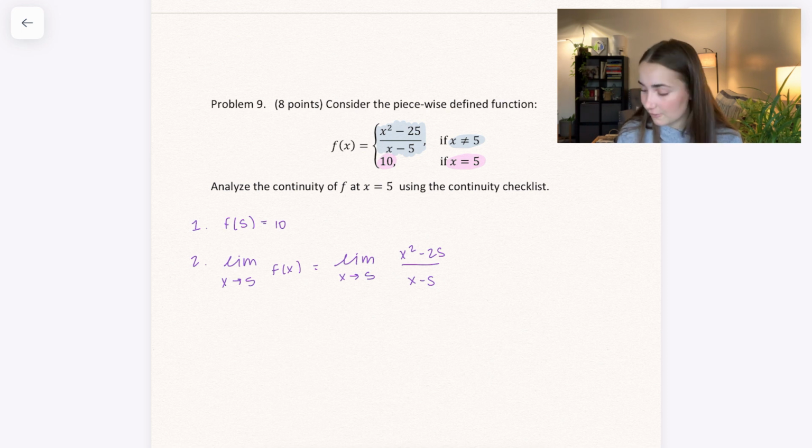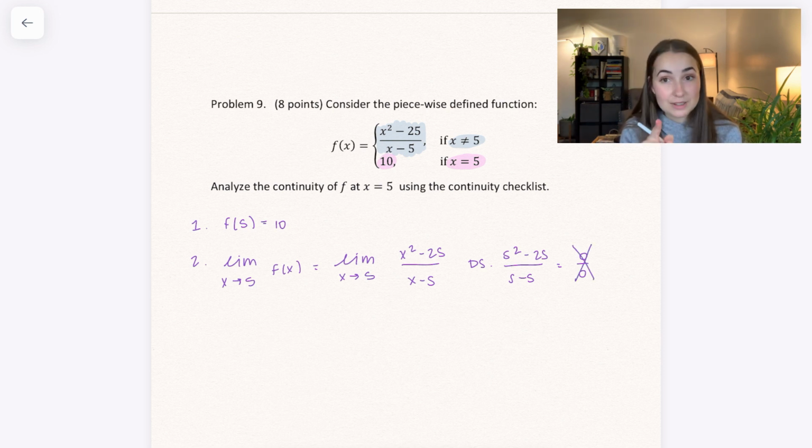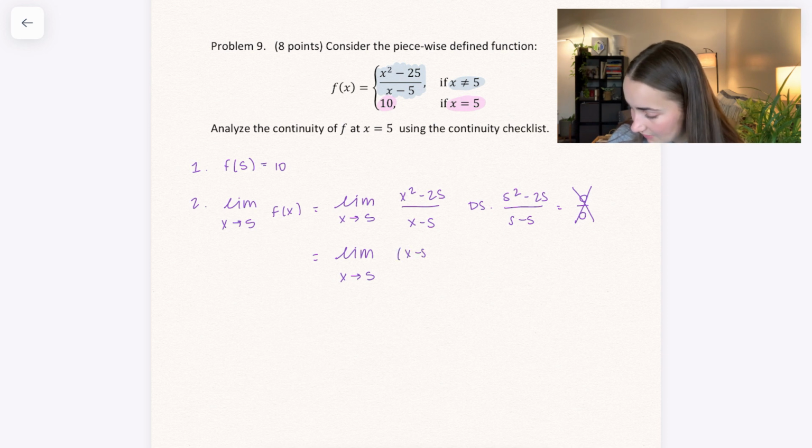If you'd like, we can first use direct substitution. When I do that, I get 5 squared minus 25 over 5 minus 5. This is going to be equal to 0 over 0, which is not allowed. But notice it equals 0 over 0, which means there's some way we can simplify it. We can see that the numerator can be separated into two factors. So we get x minus 5, x plus 5.